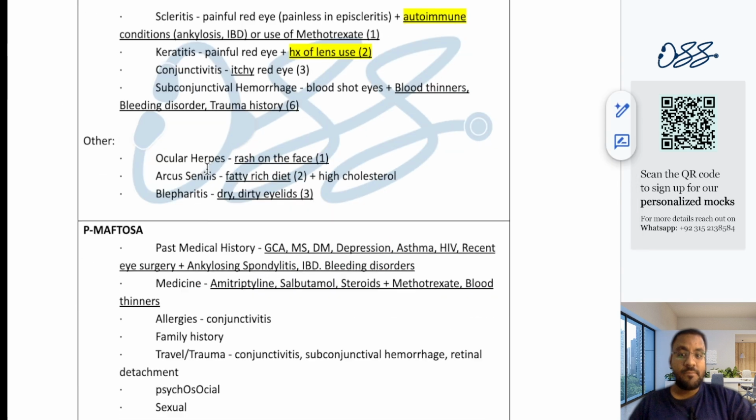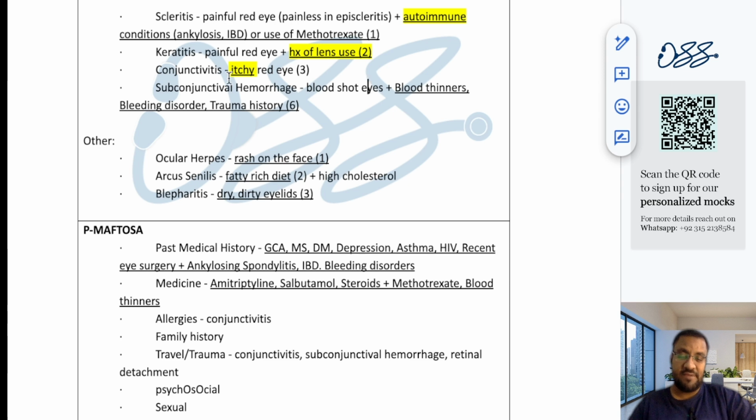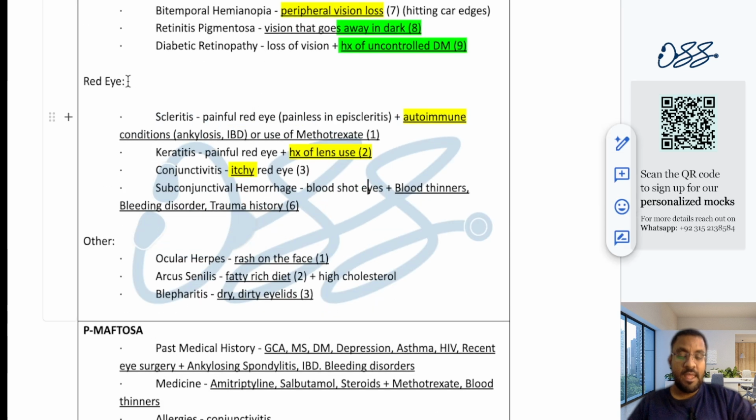Then to rule out conjunctivitis, the patient with red eye would have an itchy red eye. So you have to ask about that. Is the eye itchy? If the patient is having a severe itch, then that means that the patient is having conjunctivitis. Then there is another case of red eye in which there wouldn't be any pain, there wouldn't be any history of use of lenses, or there wouldn't be any itch, but just a red spot would be there in the eye.